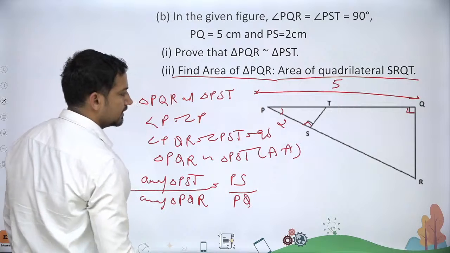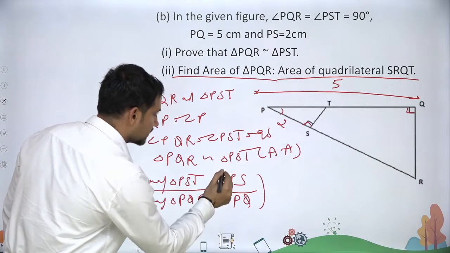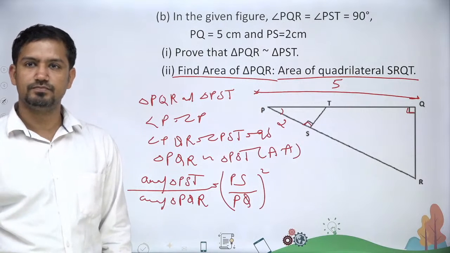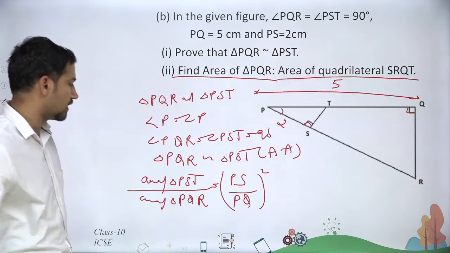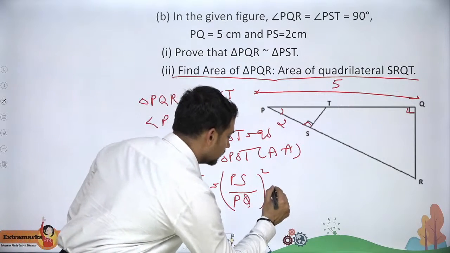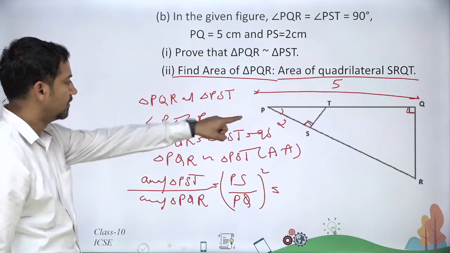So PS upon QS, PS upon PQ. We have to take it to the whole square. Got it? Yes or no? Now, after that, this is area of triangle PST, and this is PS and this is PQ. And what is the value of this? What is the PS? PS is 2.